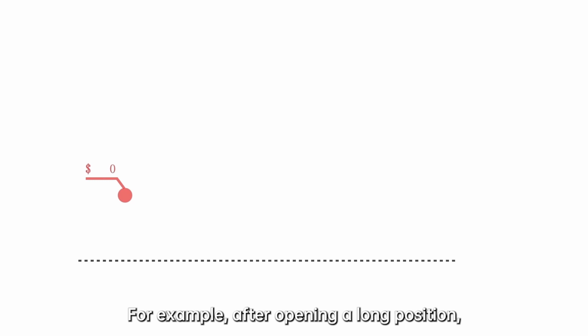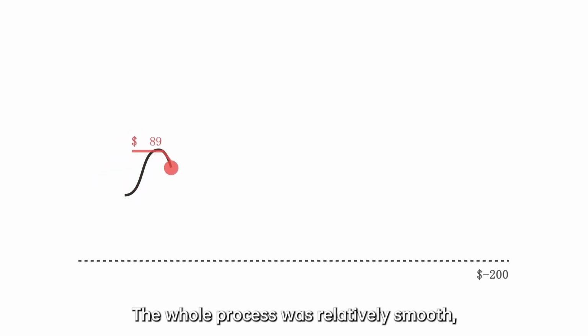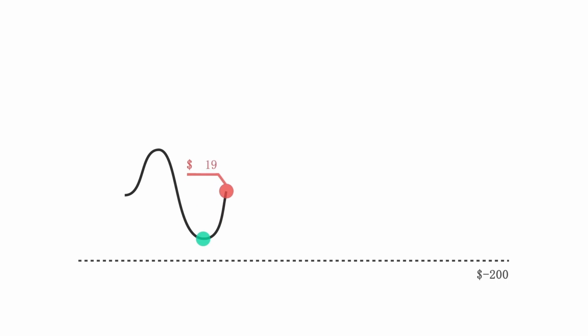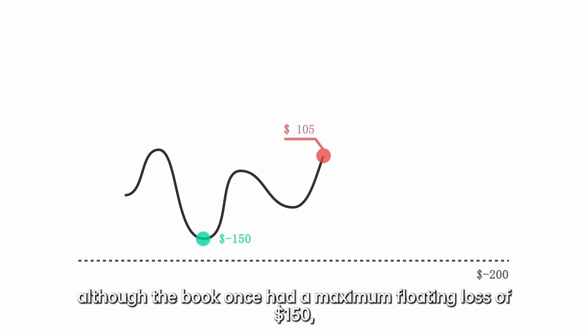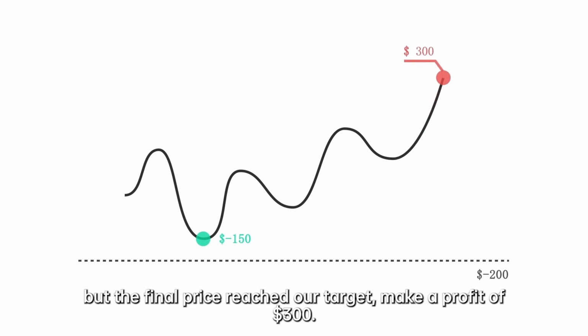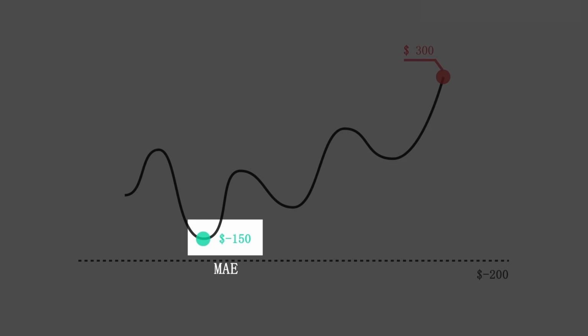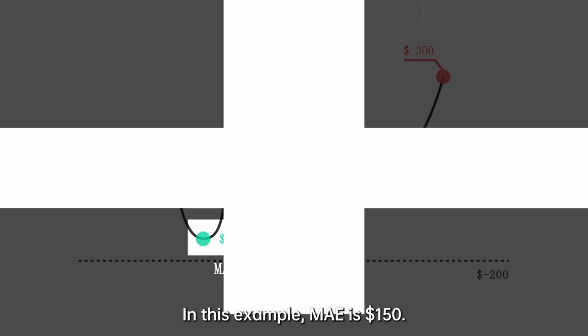For example, after opening a long position, we set a stop loss of $200. The whole process was relatively smooth. Although the trade once had a maximum floating loss of $150, the price finally reached our target, making a profit of $300. In this example, MAE is $150.